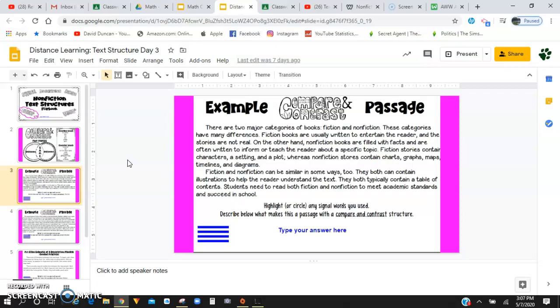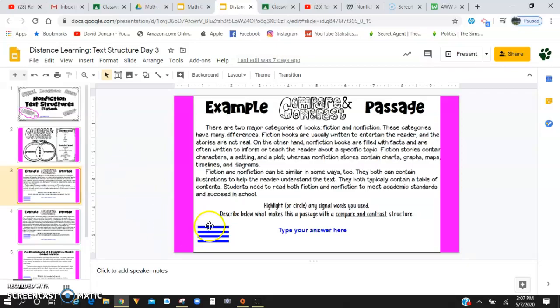Fiction books are usually written to entertain the reader, and the stories are not real. On the other hand, nonfiction books are filled with facts and are often written to inform or teach the reader about a specific topic. Fiction stories contain characters, a setting, and a plot, whereas nonfiction stories contain charts, graphs, maps, timelines, and diagrams. Fiction and nonfiction can be similar in some ways too. They both can contain illustrations to help the reader understand the text. They both typically contain a table of contents. Students need to read both fiction and nonfiction to meet academic standards and succeed in school.